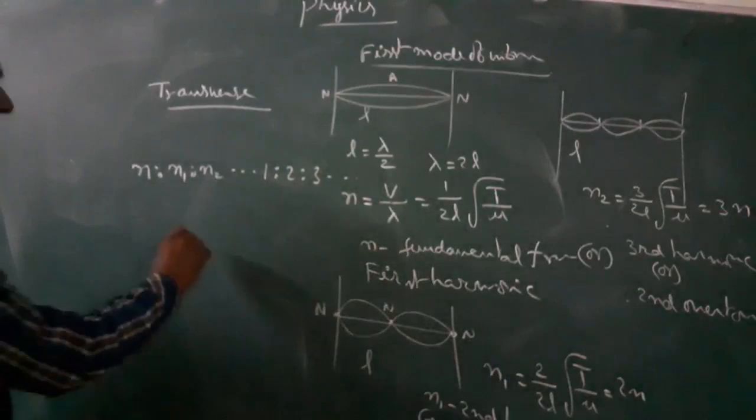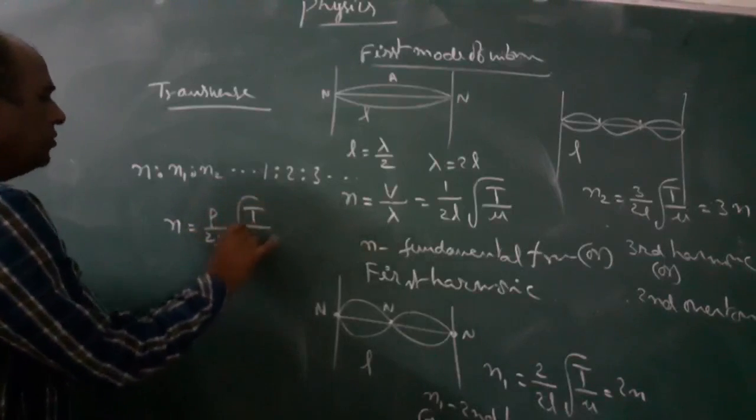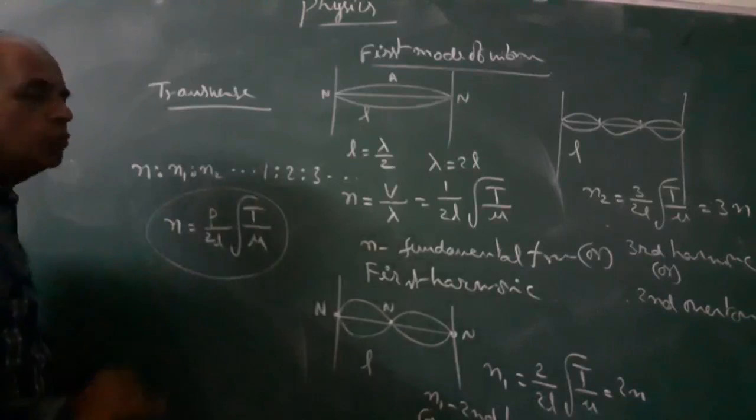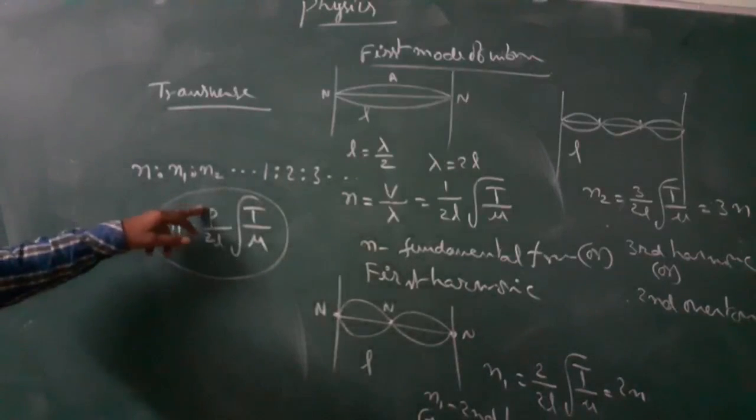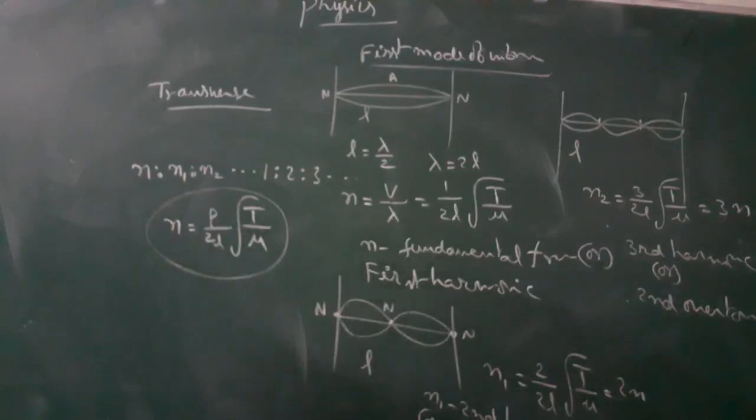General formula for vibrating string frequency: P by 2L root of T by mu, where P is the number of loops. So first mode of vibration, 1 loop, 1 by 2L; second mode, 2 loops, 2 by 2L; 3 by 2L, like that will come.